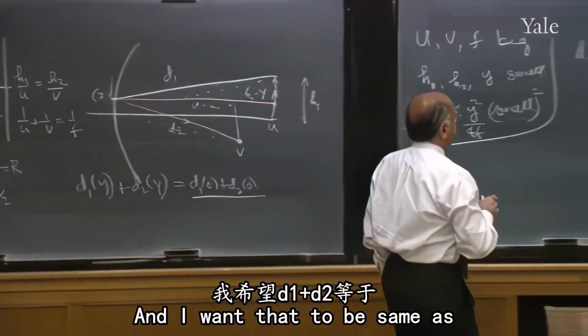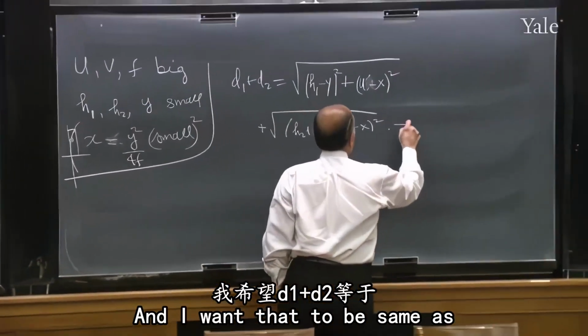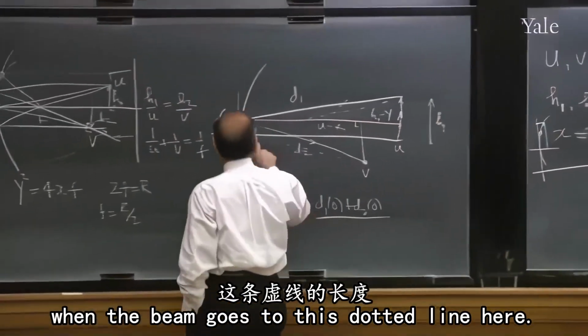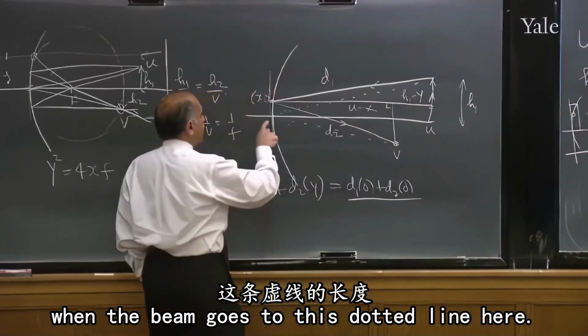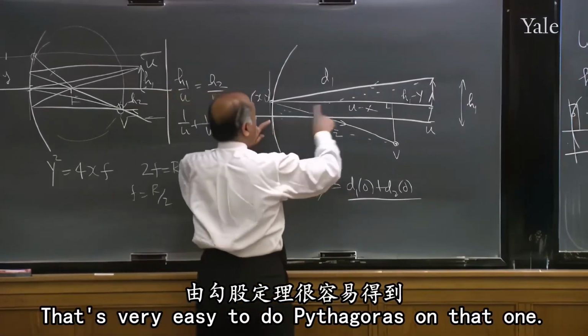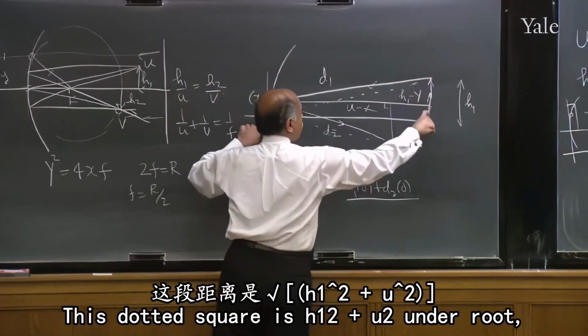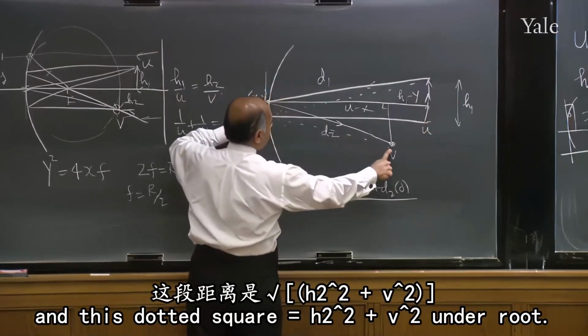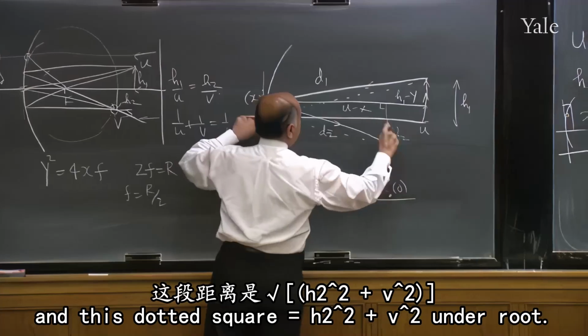And I want that to be same as when the beam goes to this dotted line here. That's the y equal to 0 answer. That's very easy to do Pythagoras on that one. This dotted square is the root of h1 squared plus u squared, and this dotted square is equal to the root of h2 squared plus v squared.